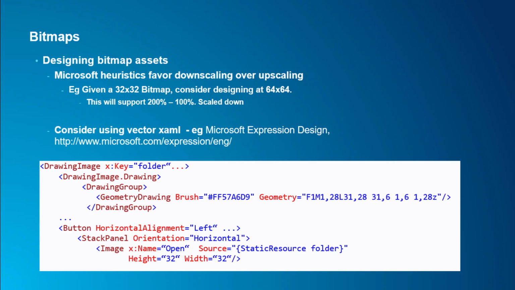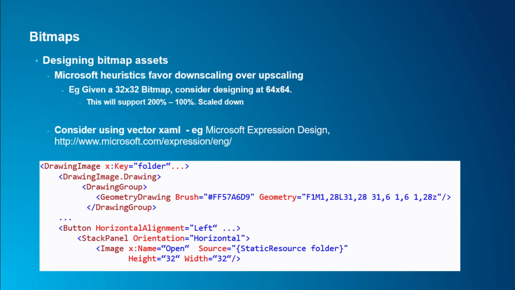When it's shown at 96 DPI, it's going to be shrunk by half. Microsoft says they do a better job of that, shrinking, than the converse, which is where they actually blow it up. So if you made it at 32 by 32, it gets doubled in size for the 192 DPI, and that's where you kind of get things looking blocky and blurry and chopped.